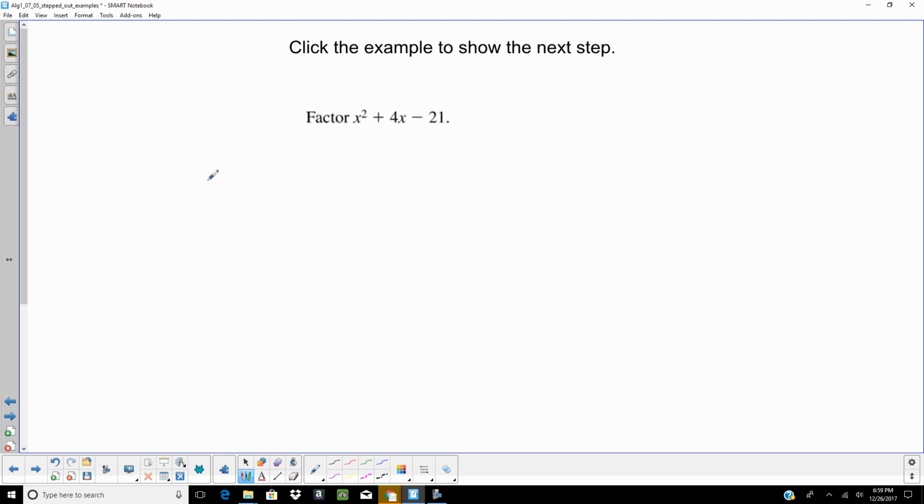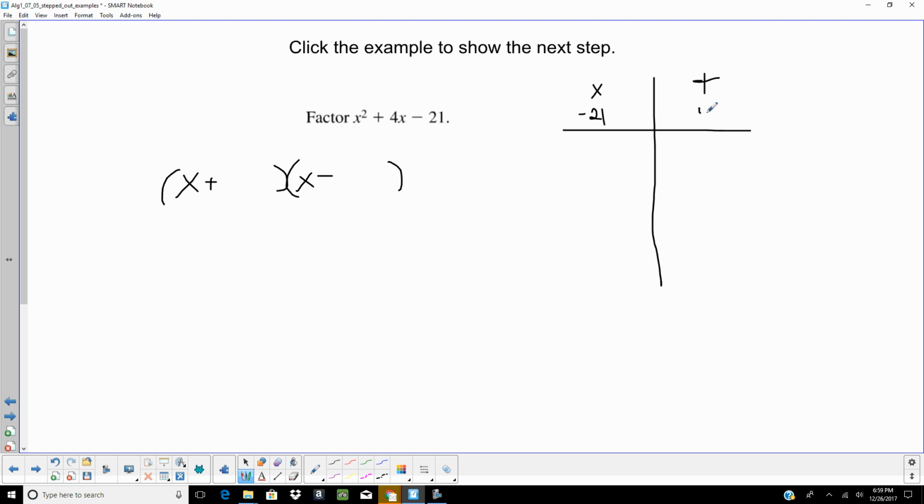We have a negative sign right there. So I know one's going to be positive. One is going to be negative. So it is going to be multiplied to negative 21, and it is going to add to be 4. So I'm just going to list all the ways that I can multiply to get negative 21.